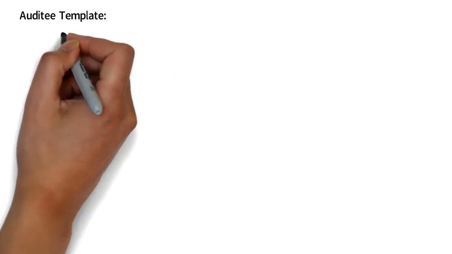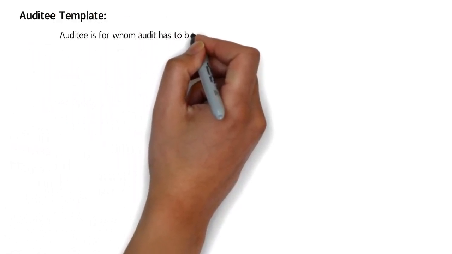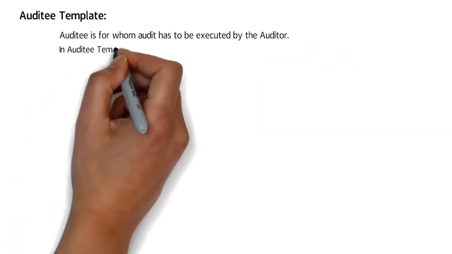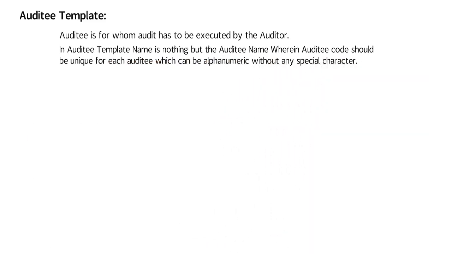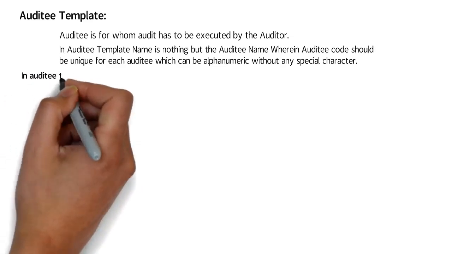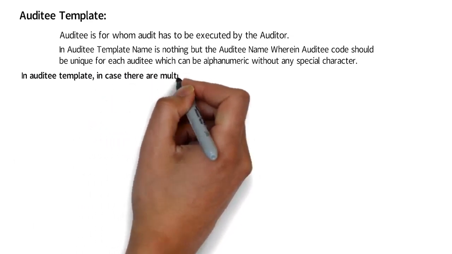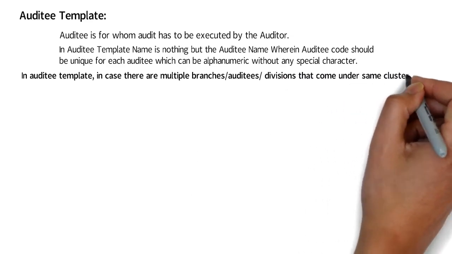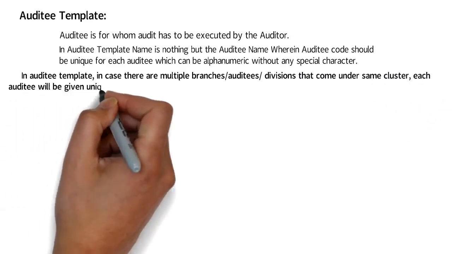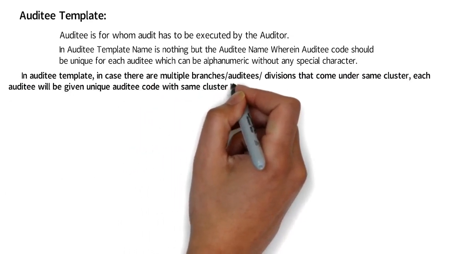Auditee template. Auditee is for whom audit has to be executed by the auditor. Cluster ID in Auditee template is the one which has to be referred from cluster template, wherein each cluster had been given unique cluster ID. The rest has to be same as mentioned in cluster/Auditee template. In Auditee template, in case there are multiple branches, auditees, divisions that come under the same cluster, each auditee will be given unique auditee code with same cluster ID and can be mapped to single cluster as shown in image.